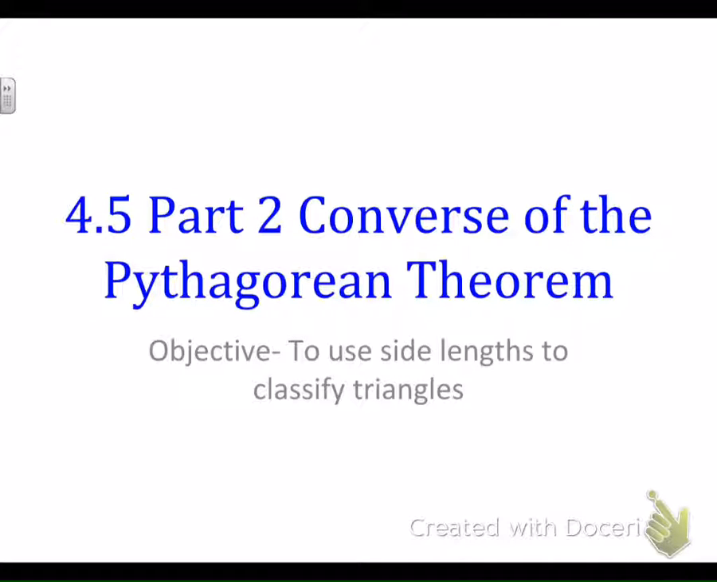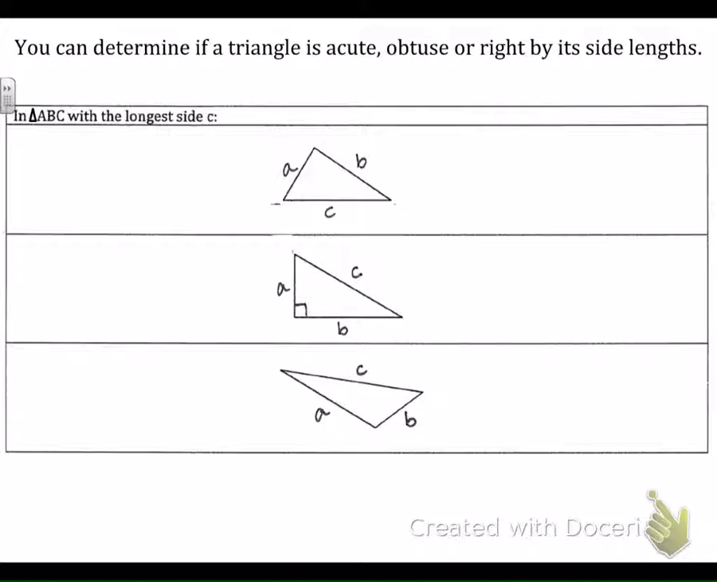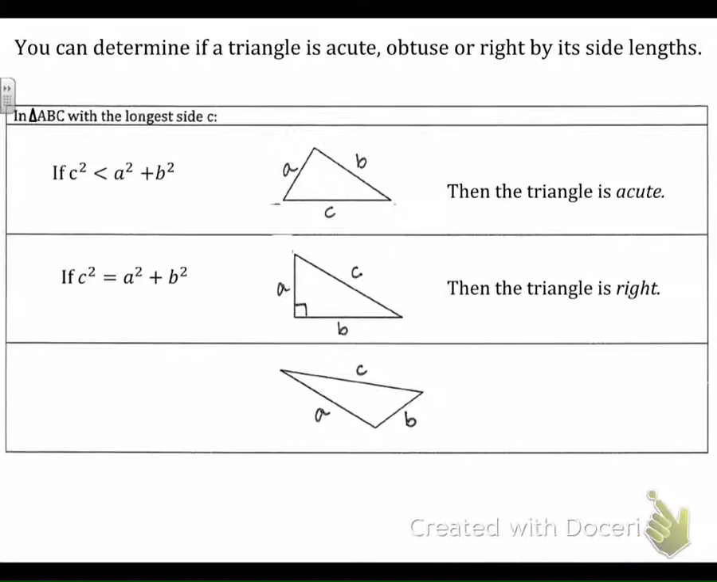Alright, part 4.5 part 2 is the converse of the Pythagorean theorem. The objective is to use side lengths to classify triangles. You can determine if a triangle is acute, obtuse, or right by its side lengths. The longest side is always c. So if c squared is less than a squared plus b squared, then the triangle is acute. If c squared is equal to a squared plus b squared, then the triangle is right. And if c squared is greater than a squared plus b squared, then the triangle is obtuse.